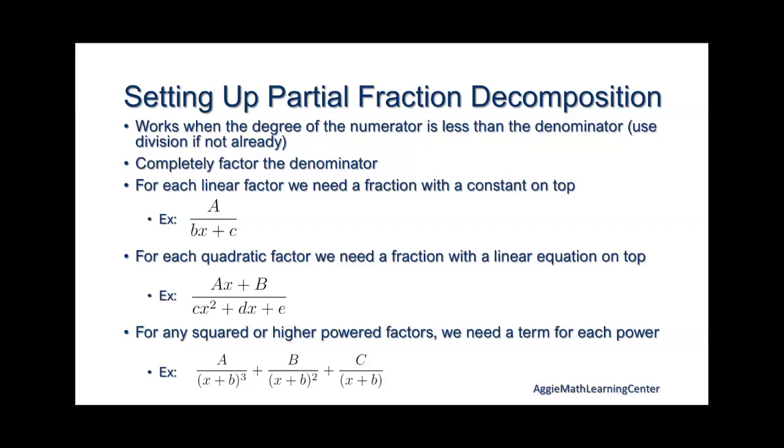Then our next step is to completely factor the denominator into linear factors, if at all possible, and if your linear factor would be an imaginary number, then you leave it as a quadratic. For each linear factor, we need a fraction with a constant on top. So the degree of the numerator is 0, it's a constant. The degree of the denominator is 1. For each quadratic factor, we need a linear expression on top.